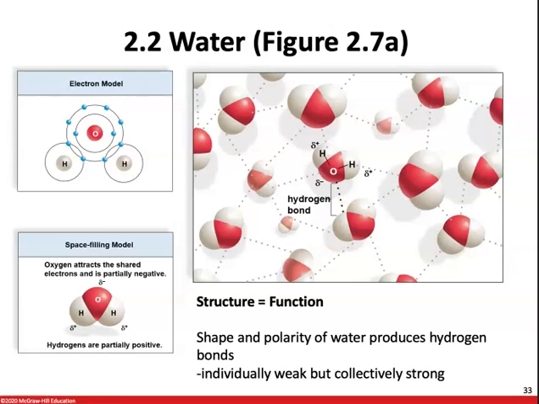Now, individually, hydrogen bonds are relatively weak. They're much weaker than ionic bonds. Ionic bonds are going to hold atoms into a molecule. Hydrogen bonds are simply attractions between molecules. So they're kind of like a bunch of weak magnetic attractions. Individually, those hydrogen bonds are relatively weak. They're very easy to break. However, collectively, they're pretty strong.